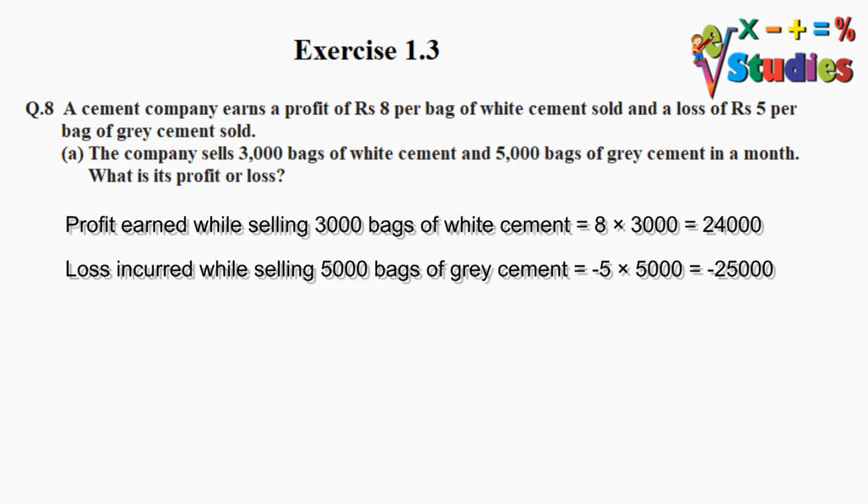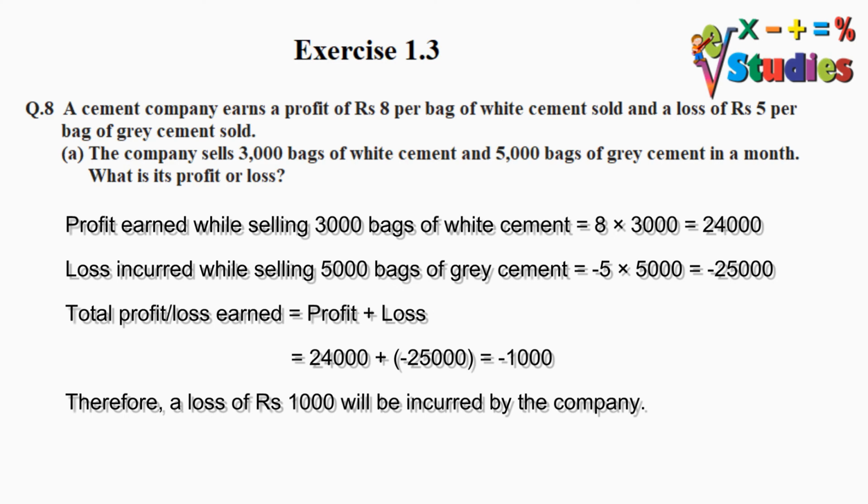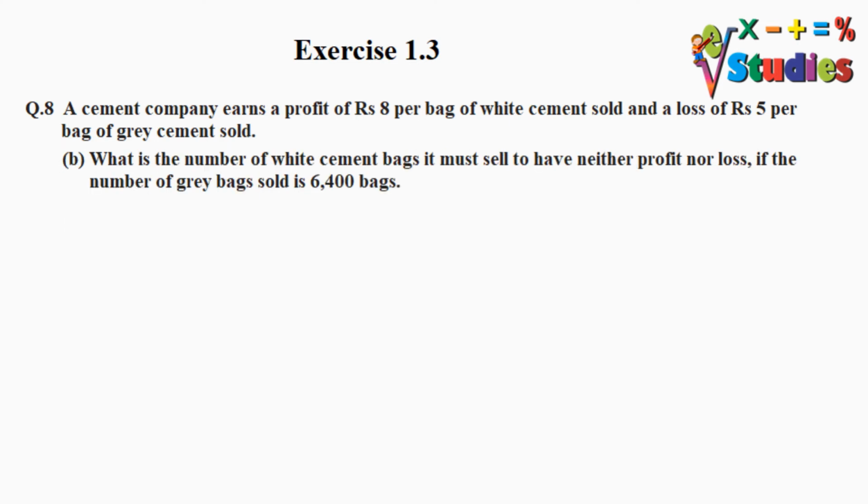Here we have more loss than profit earned. So negative 25,000 plus 24,000 will give us negative 1,000. So basically when we get a negative number in profit or loss, that means they have incurred a loss. So a loss of 1,000 rupees is incurred by the company. Now let's look at B.